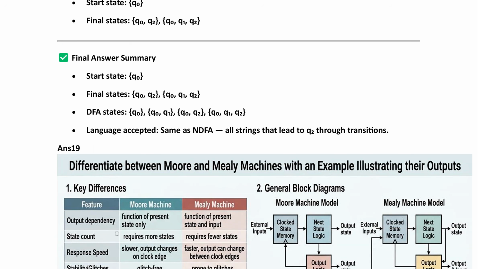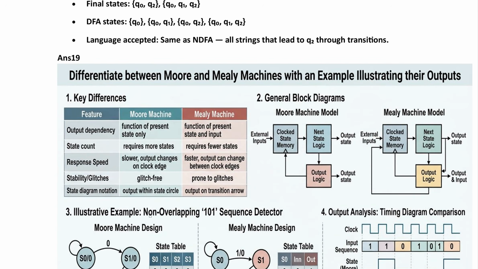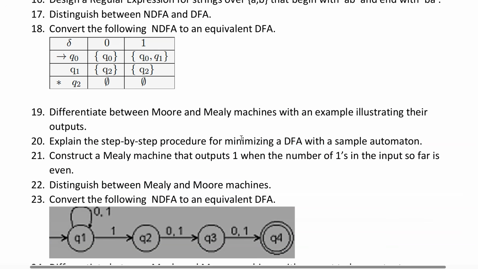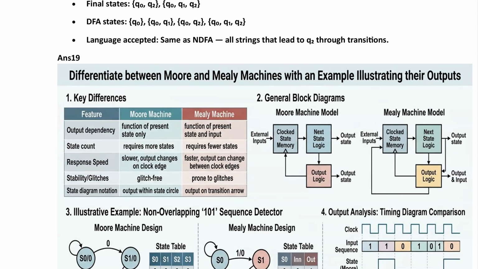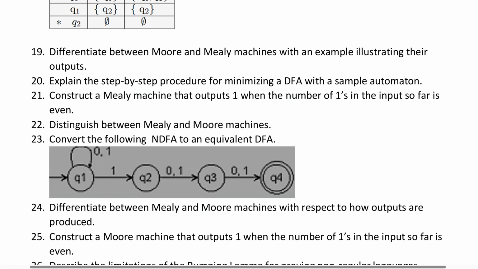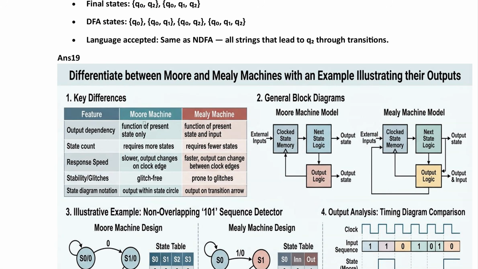So this is the summary. Now we are trying to solve question number 19. Question number 19 says: differentiate between Moore and Mealy machines with an example illustrating their outputs. So these are some of the key differences between Moore and Mealy machine.